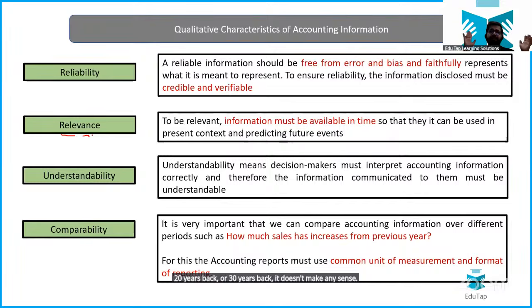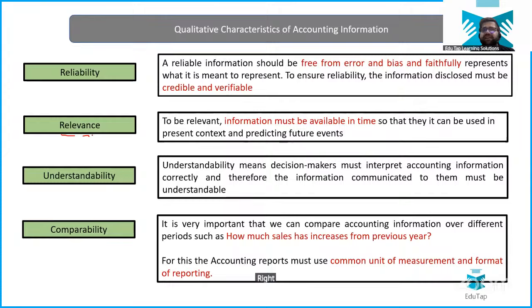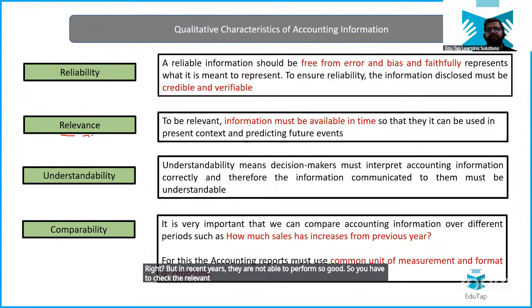For example, there are multiple good companies which have collapsed, like ILFS, right? There are multiple good companies like Yes Bank that have collapsed, and you are checking their income statement of the recent year only. In the past, they were performing so well, right? But in recent years, they are not able to perform so well. So you have to check the relevant information, right?